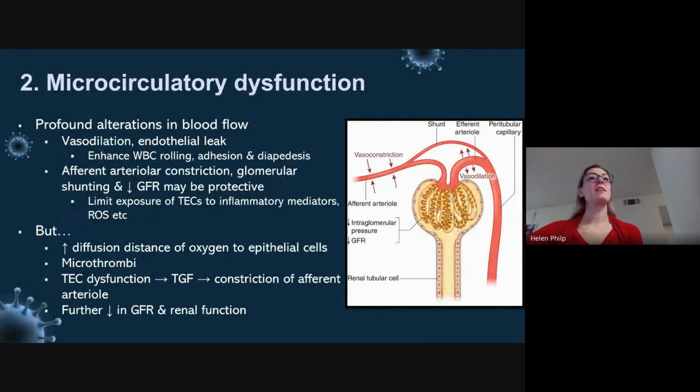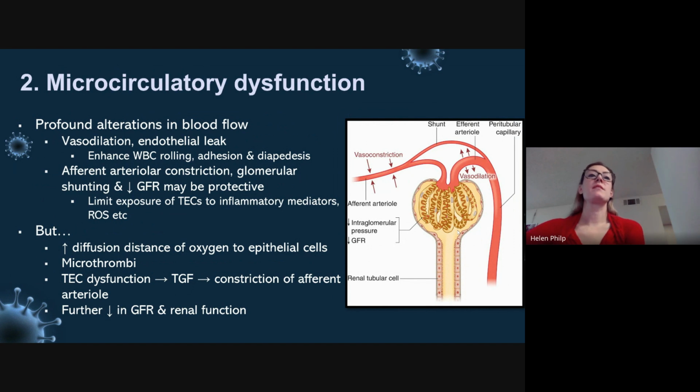The second aspect is the microcirculatory dysfunction that happens all over the body in sepsis, but there are certainly some profound changes in blood flow through the kidneys. One thing that happens is vasoconstriction of the afferent arteriole. As the epithelial cells start to do less of their job of taking up sodium, there's activation of tubuloglomerular feedback, and that compounds this constriction of the afferent arteriole. There's also dilation of the efferent arteriole, and a lot of the time these shunts open up, so sometimes the glomerular blood vessels get bypassed altogether.